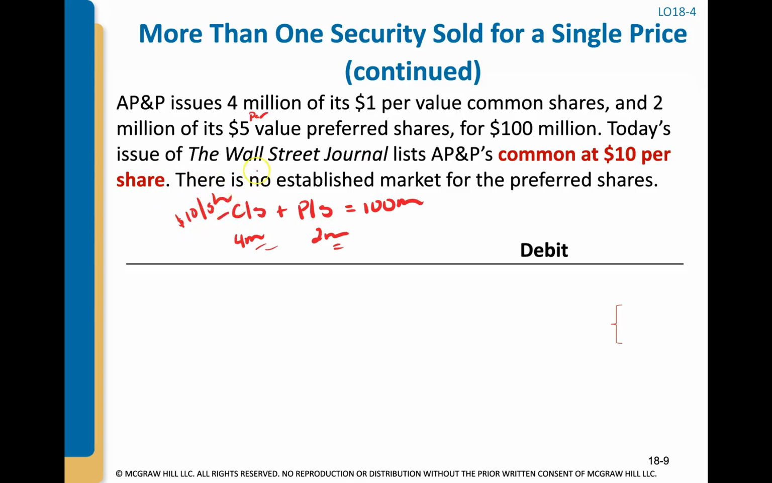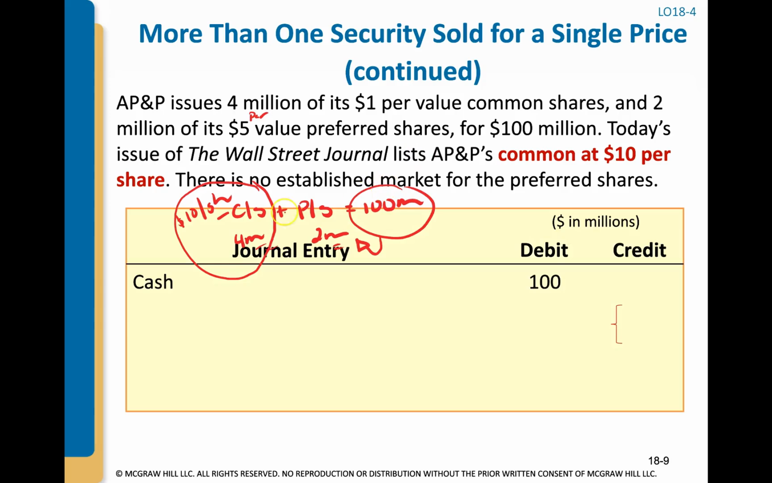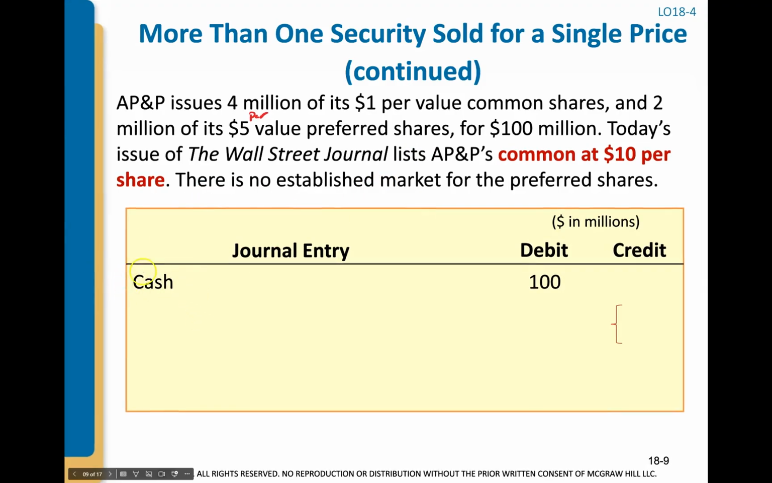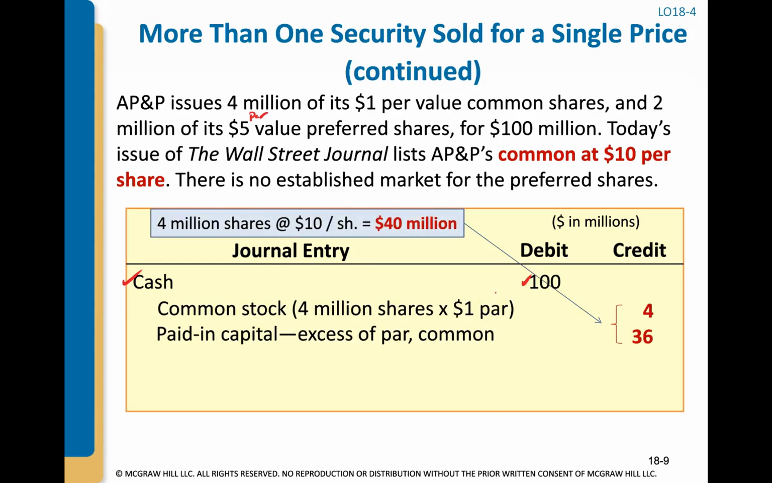So now we know the value of this one, right? And we know the total, so then what we assign to preferred stock will be the plug. So let's go through that. Well, first, we know we received cash for $100 million, so we're going to debit cash for $100 million. That's the first thing. Now the issue is, what are we going to credit, right? How are we going to assign the values to the common stock and the preferred stock? Let's do the common stock first because we actually know what value that holds.